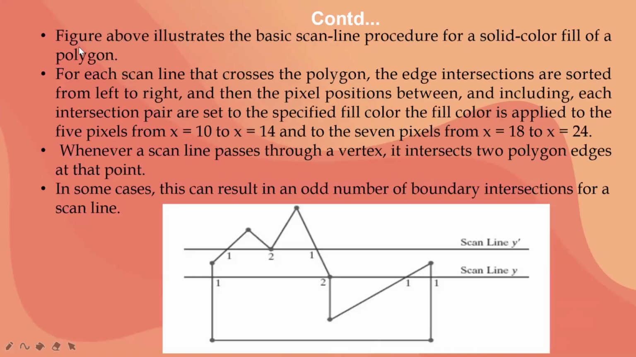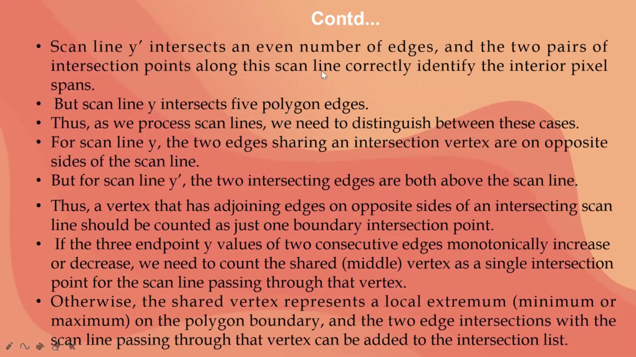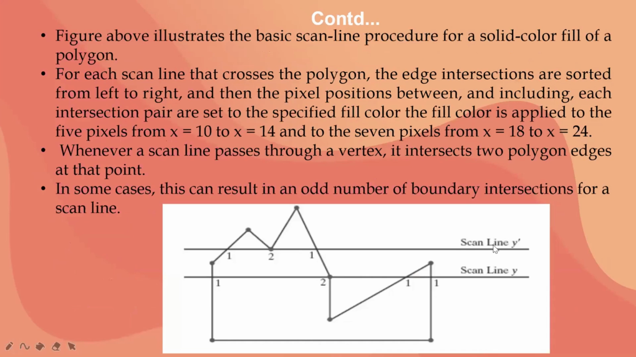Scan line y dash, which one is it here? You can see scan line y dash. It is intersecting an even number of edges, where two pairs of intersection points along this scan line are going to be identified. So here you can see scan line y dash has some intersection value. What is that? 2. This 2 is an even number, and this number is given in the question only. I'm not going to do anything here.